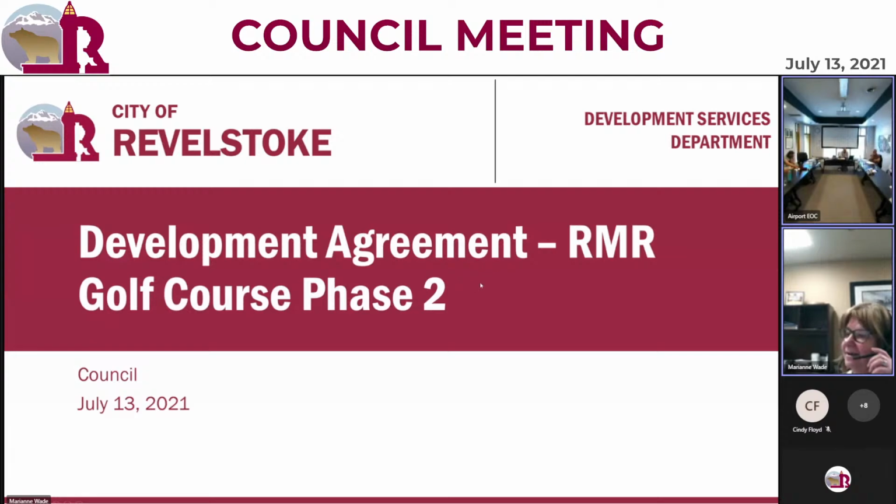Okay. So here we are. We've got the phase 2 of the RMR golf course. We're very excited to bring this forward. We have been working very diligently with RMR over the last year to get a coordinated approach to development of their lands to align with their revised master development agreement and their business plans so that we can be much more coordinated in how we move forward in the development process with them.